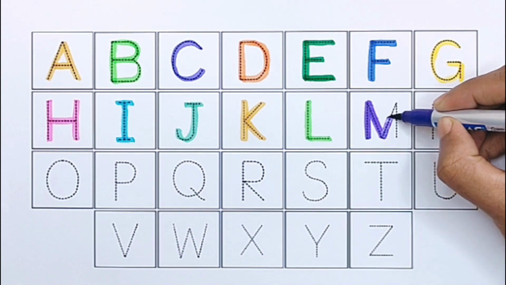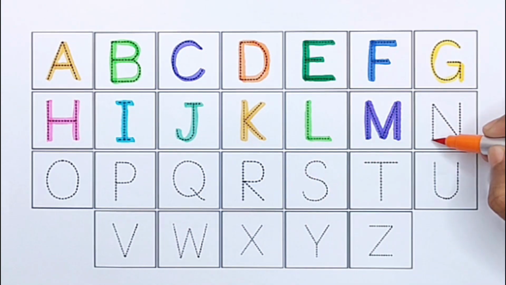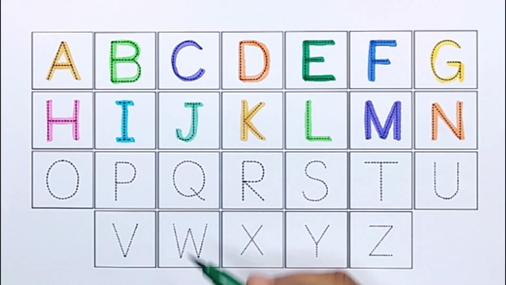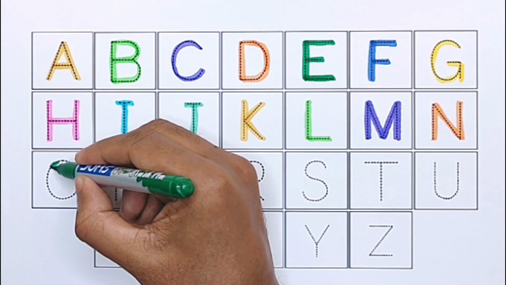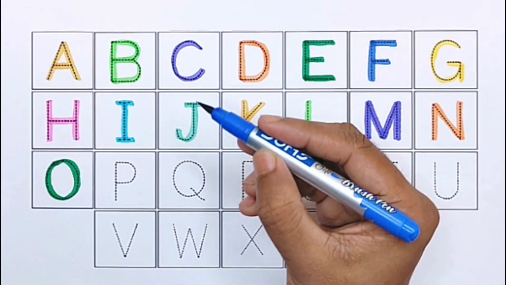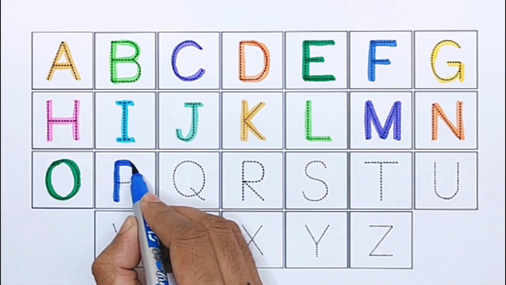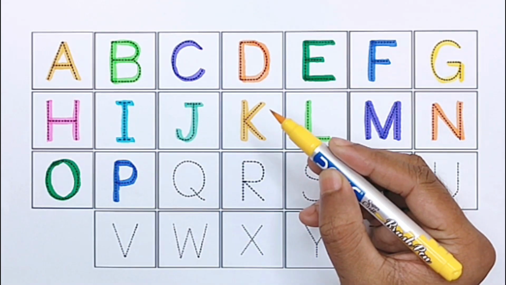M for mushroom, orange color. N for noodles, green color. O for octopus, blue color. P for pear, yellow color.